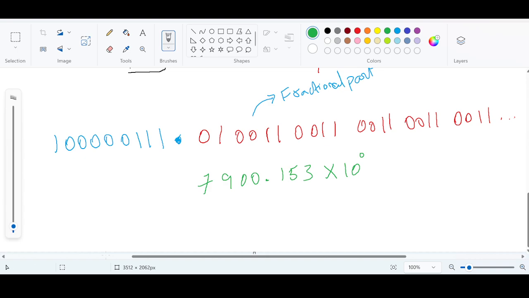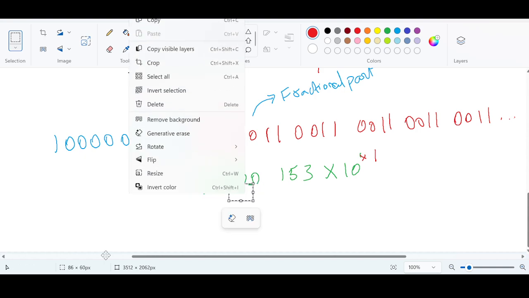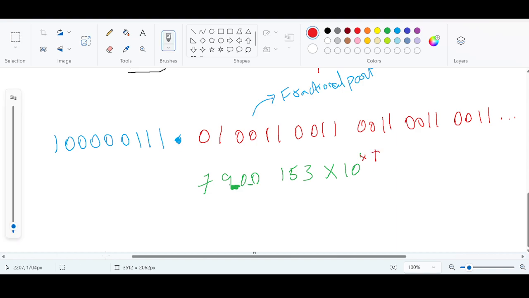If you want to convert this to scientific notation, just take this decimal point and move it towards its left. The decimal point is here now. If you move it to the left by one place value, you increase the power to 1. If you move it two place values, you increase the power to 2. If you move it 3 places towards its left, the power will be increased to 3.